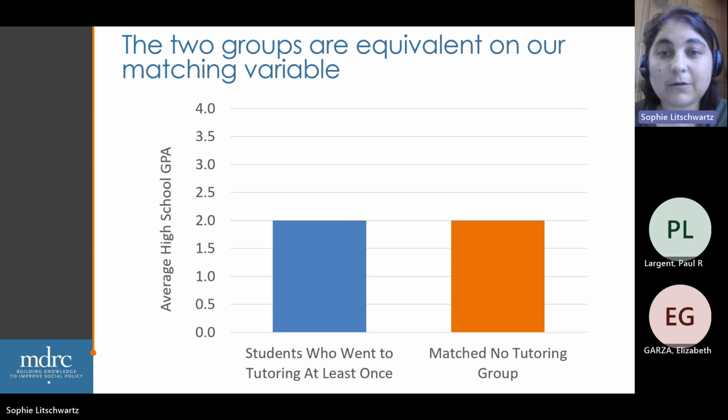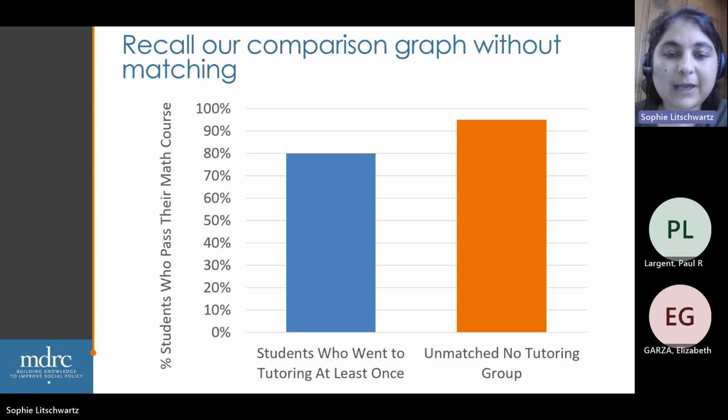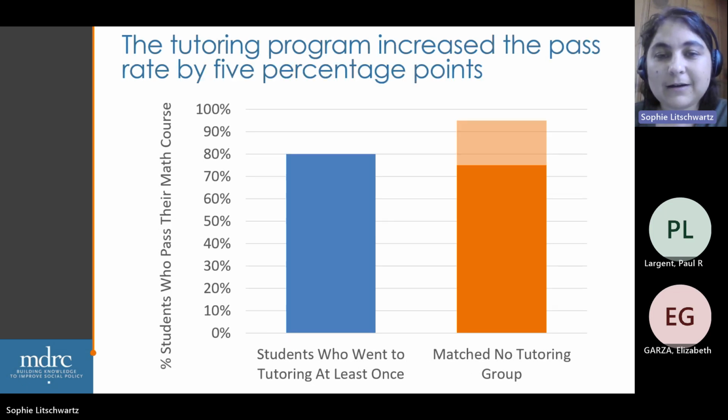So here I start with a bar chart of my matched group. I have students who went to tutoring at least once, with an average GPA of 2.0, and then I have this matched group of no tutoring, which is a group I constructed of students who didn't go to tutoring but had the same high school GPA as the students who did. We had the earlier comparison graph of just students who did and didn't, and it seemed to show that tutoring made students worse. But if I look at my matched group instead, I see a small difference: tutoring seems to have increased the pass rate by 5 percentage points. So that's one way to do it.